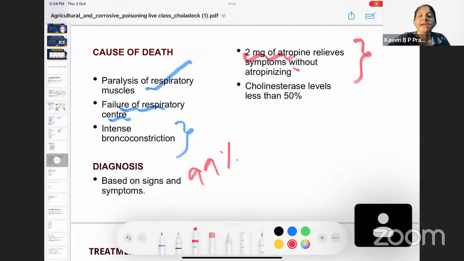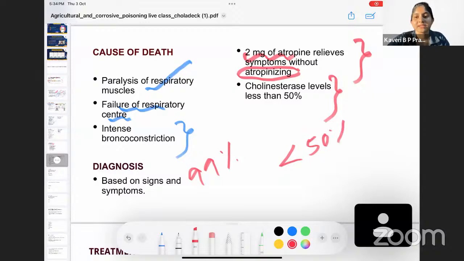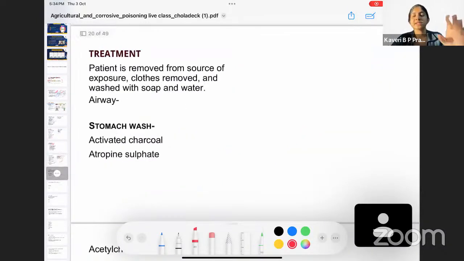So, what is the meaning of atropinizing? Atropinizing is when all the pulmonary secretions are completely dry. In these people, what happens? He has taken organophosphate, and the antidote of organophosphate is nothing but atropine. So when you give atropine, his symptoms are all relieved, and he doesn't complain of drying of throat or something like that, which could happen in a normal person. And the level of cholinesterase enzyme is going to be less than 50%. This is important. Remember this, because there are only 3 things that can be used to diagnose in most of the cases. These are going to give you the exact diagnosis.